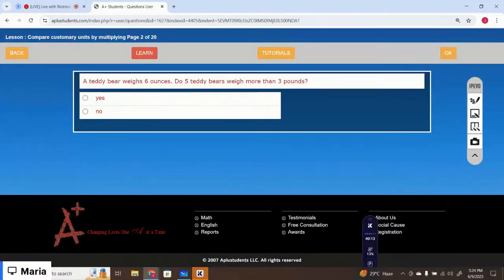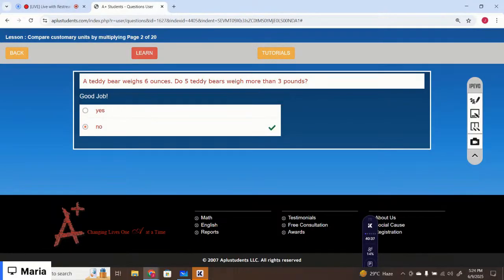A teddy bear weighs 6 ounces. Do 5 teddy bears weigh more than 3 pounds? The correct option is no. Option number 2 is the correct option.